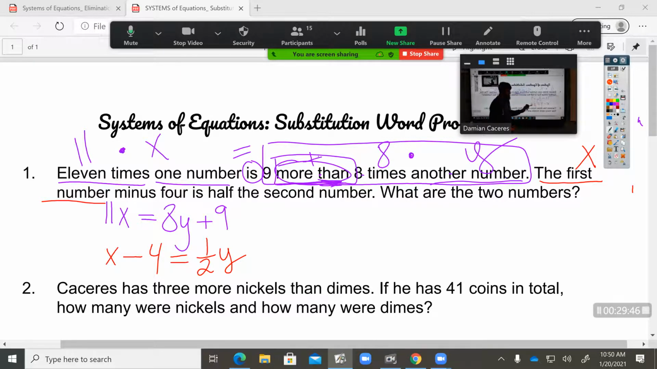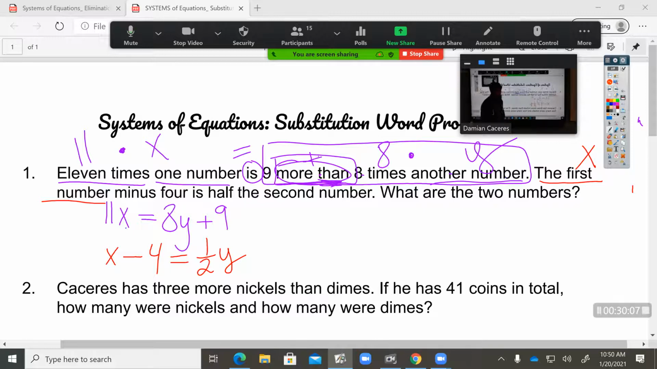Let's check the purple one. If I wanted to get x by itself here, what would I have to do? Divide by 11. If I divide 8 by 11, will I get a clean number? No. If I divide 9 by 11, do I get a clean number? No. So don't use the top equation to isolate a variable. That's not the smart way to do it.